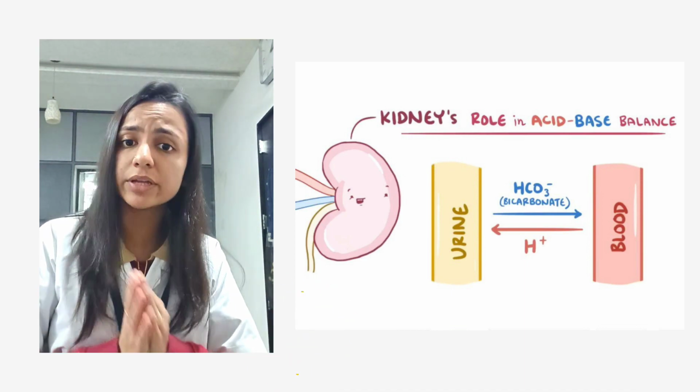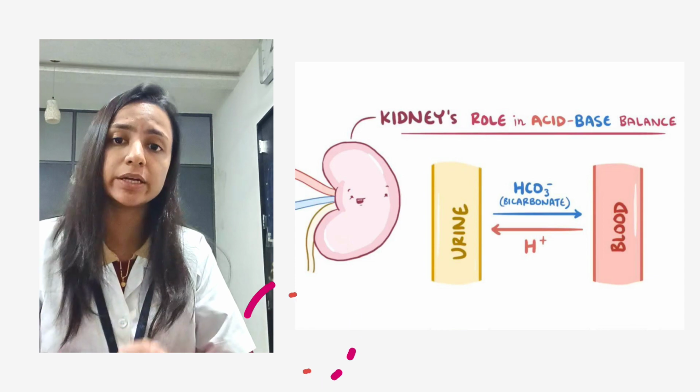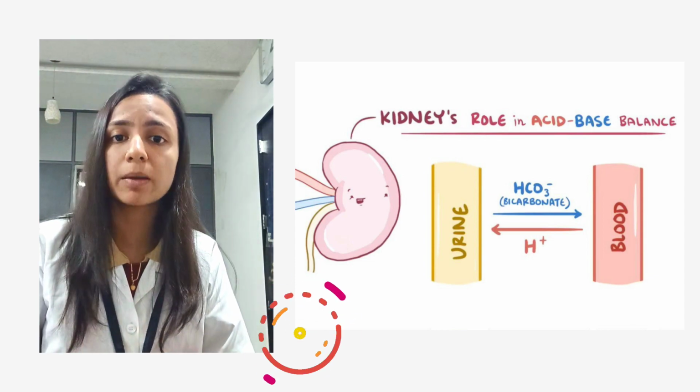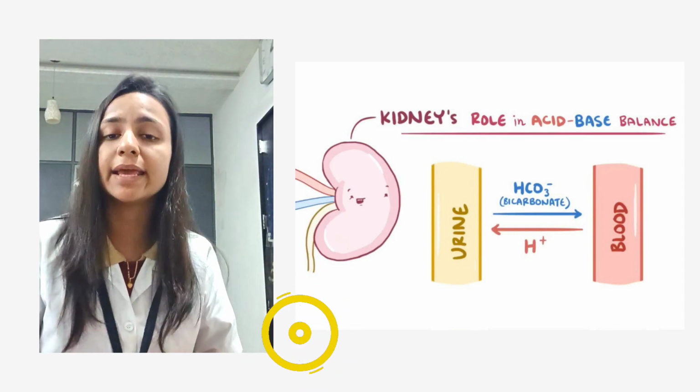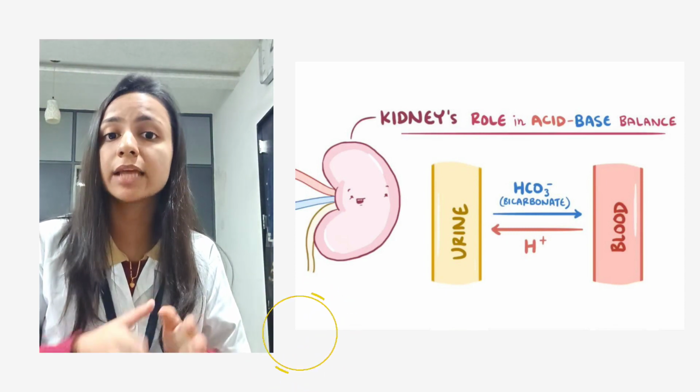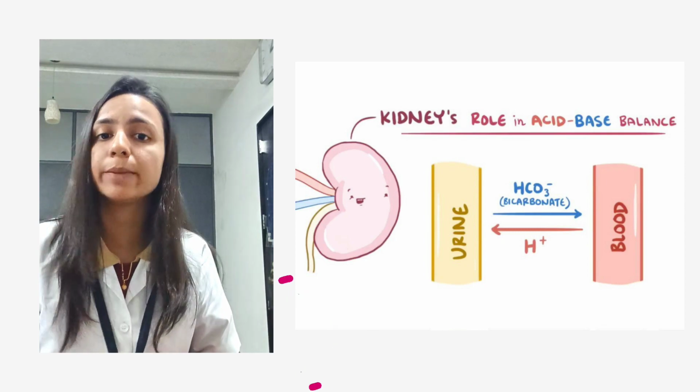If there is any alteration in the pH, it can lead to a life-threatening condition. The first system which compensates for the pH imbalance is the renal system, and next is the pulmonary system. It can also lead to hypercapnia or hypocapnia.